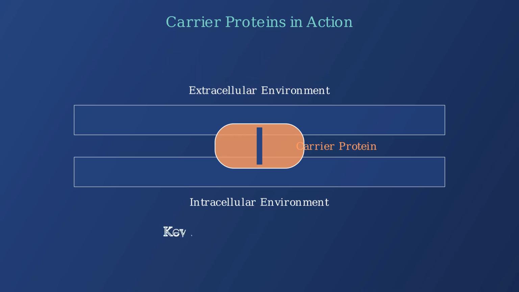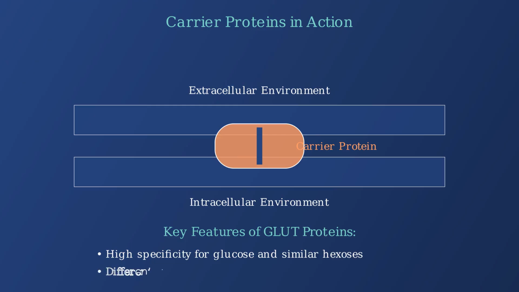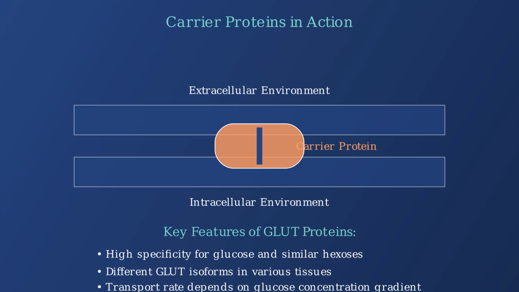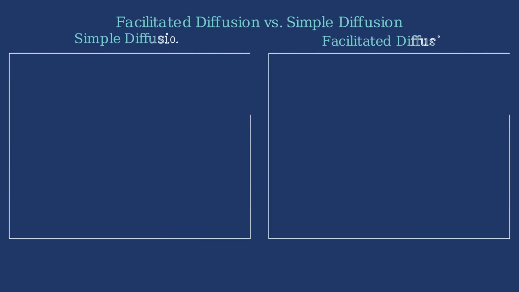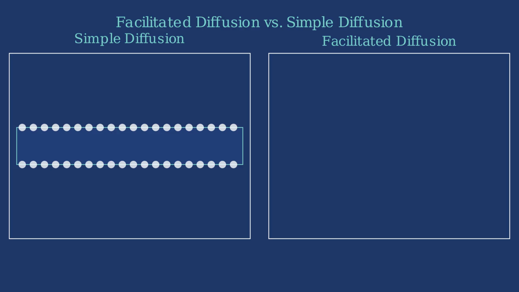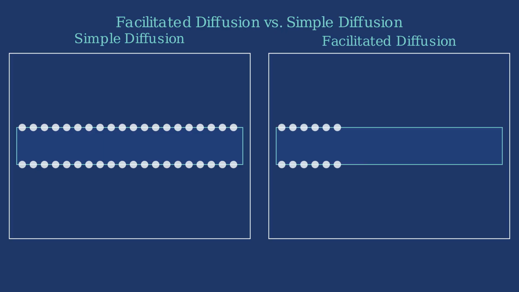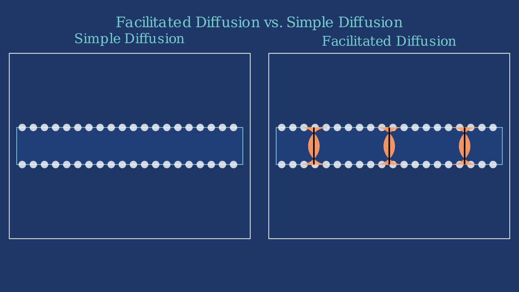GLUT proteins are a family of glucose transporters with several key features. Let's compare simple diffusion and facilitated diffusion, two fundamental processes for moving molecules across cell membranes. Simple diffusion occurs when molecules move directly through the phospholipid bilayer without any assistance from proteins. In contrast, facilitated diffusion requires specialized transport proteins embedded in the membrane to help molecules cross.